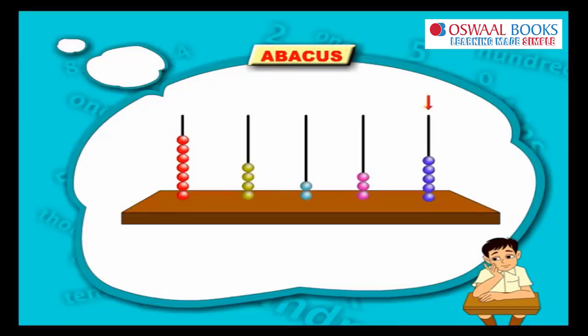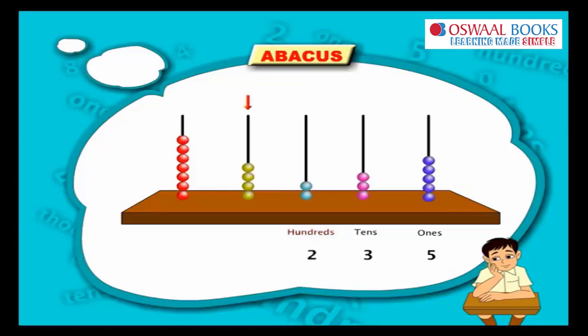In this abacus, we have 5 purple balls in the ones place. It means there are 5 ones. Move 1 step left. You have 3 pink balls in the tens place. It means there are 3 tens. 1 step to the left, you have 2 blue balls in the hundreds place. It means there are 2 hundreds.